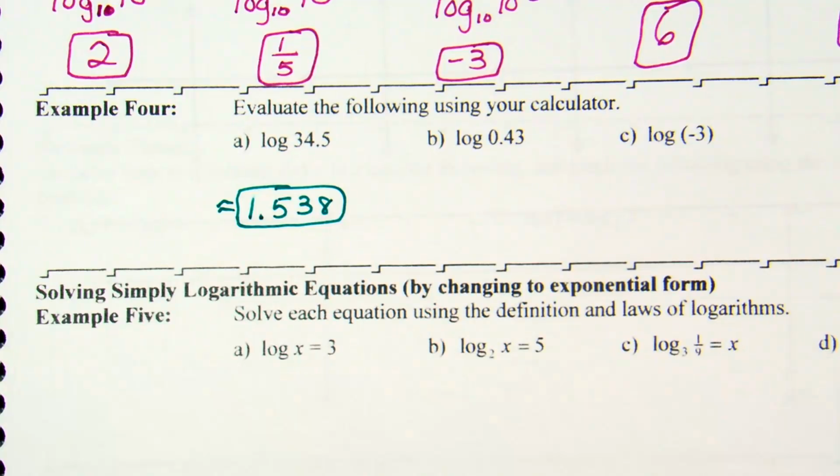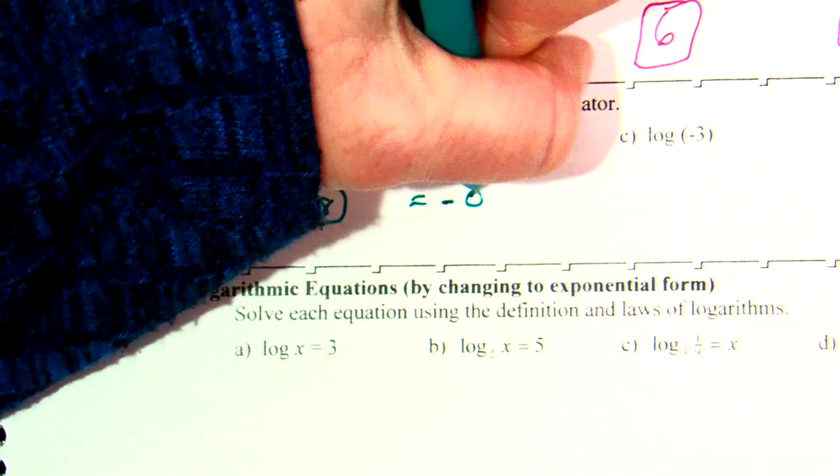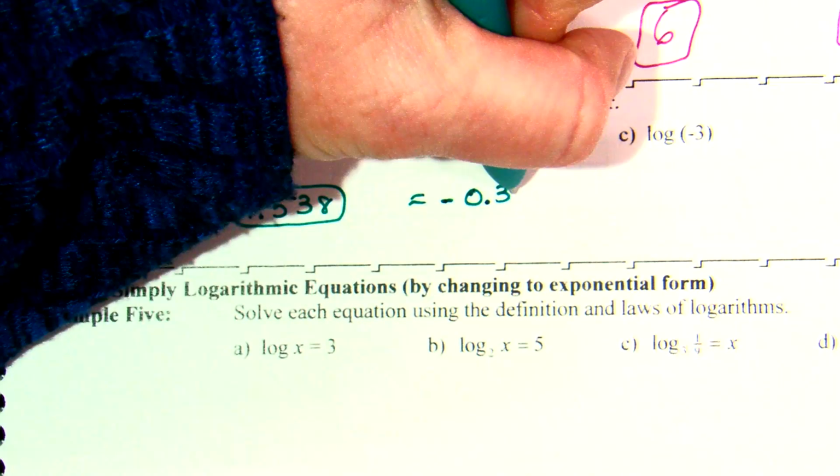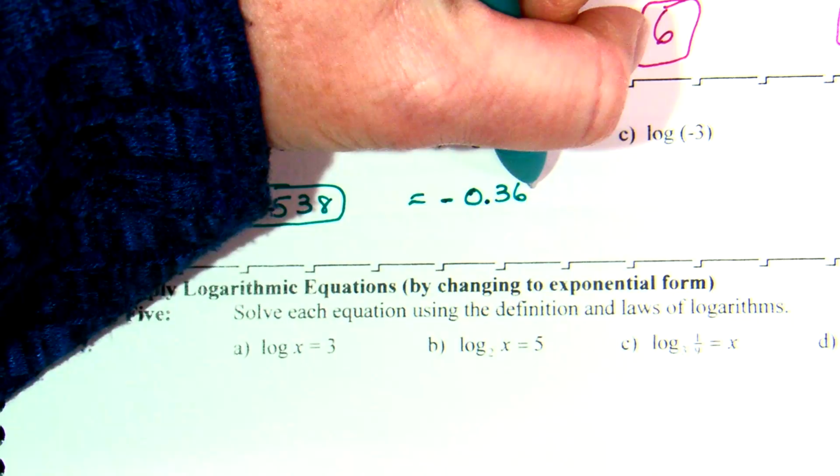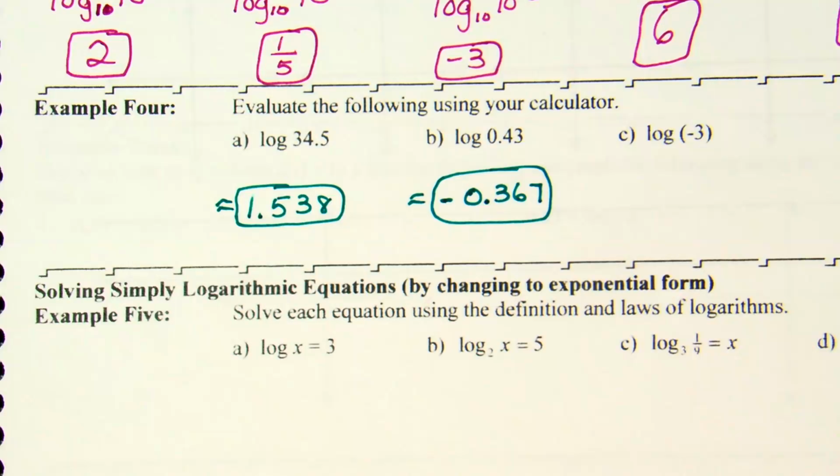Okay, have you done log of 0.43? Negative. Negative what? 36, did you say 65 something? So that's going to be 0.367. Okay. So notice, a log of a number less than 1, or between 0 and 1, is negative, and it's a decimal. And it's a number less than 1. Okay? I guess I never did that one on here, did I?